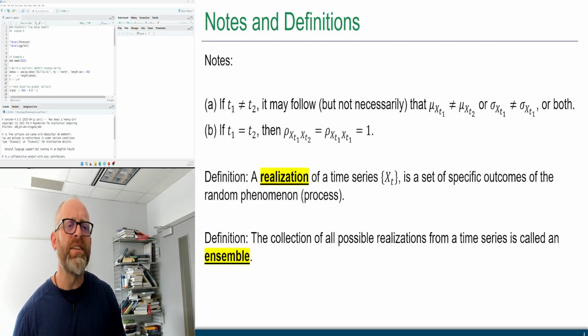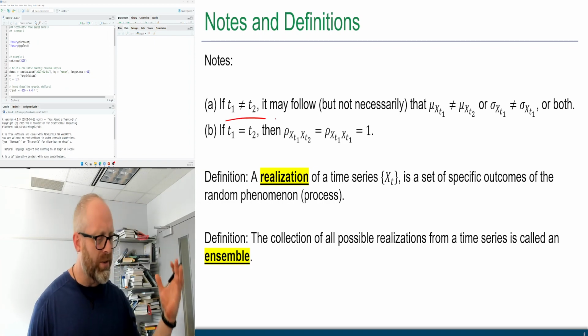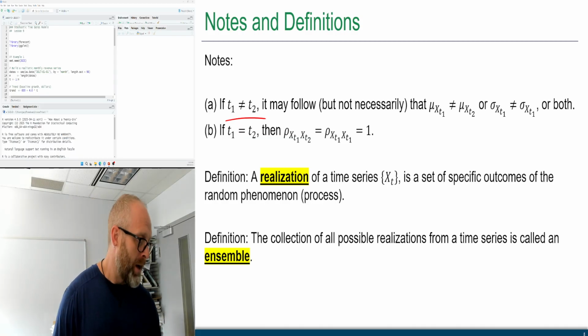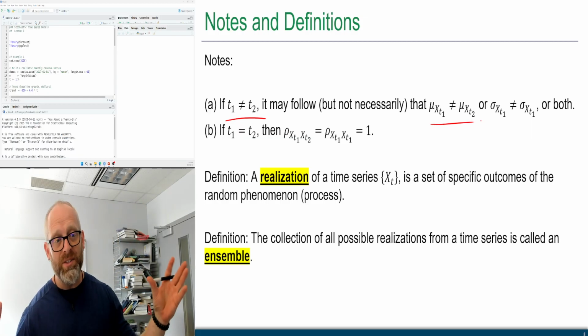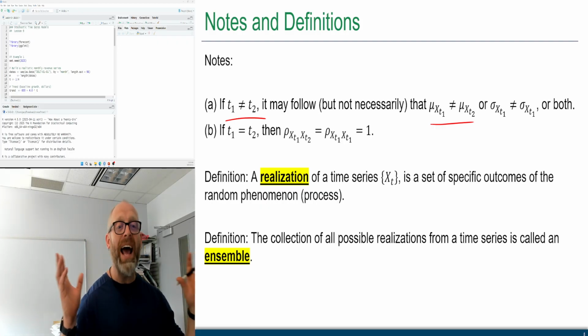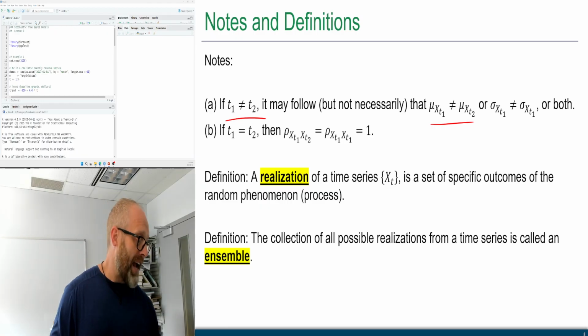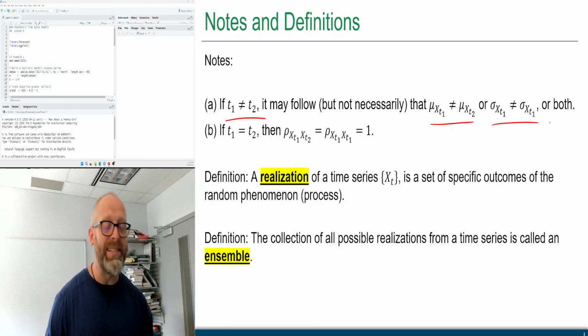So a couple of things to note there. If we're talking about two time periods which are not the same, so t1 is not equal to t2, it may follow, but not necessarily. So these two averages for the random variables at two different time periods could have two different means, or they could have the same mean. Their standard deviation could be the same, or it could be different.